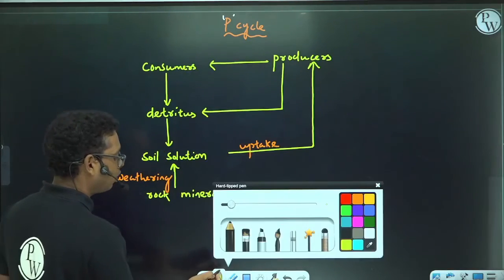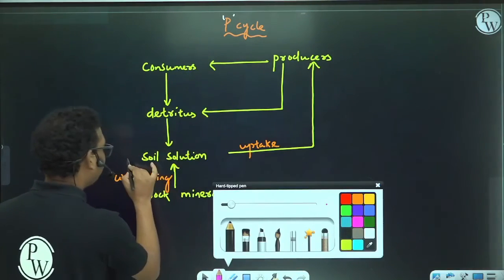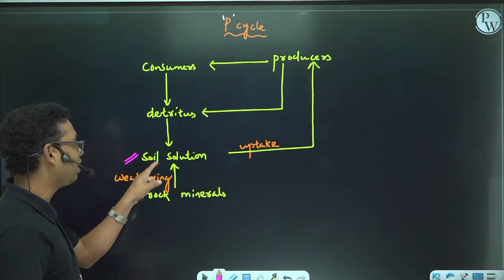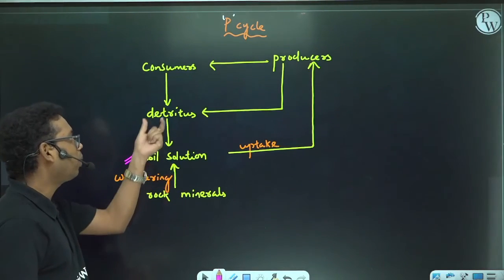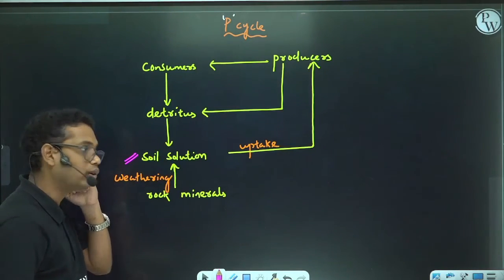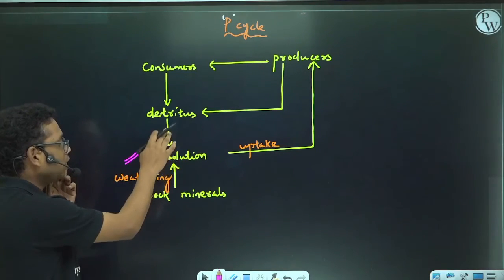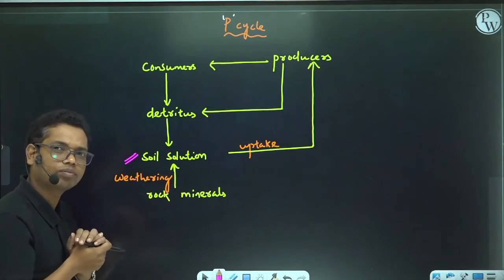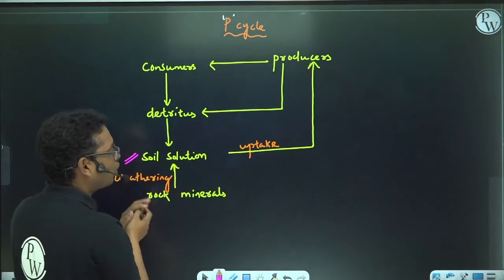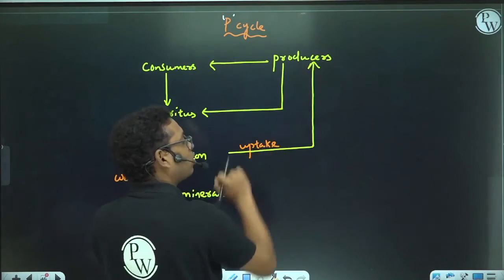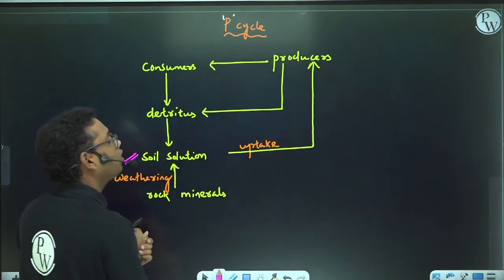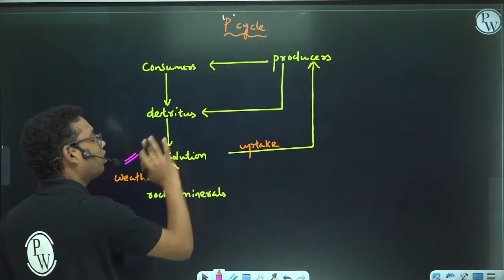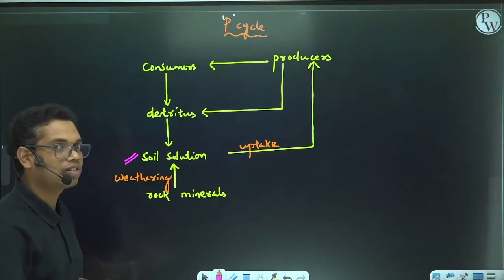Okay, I repeat here, this is the last part. In the soil solution, phosphorus is present, and it is added to the soil solution by the rock and by the detritus. Detritus will add the phosphorus by the process of decomposition, and the rock will add the phosphorus by the process of weathering. The phosphorus in the soil solution is then taken up by the producers, and from the producers it is taken up by the consumers. Whether producer or consumer, when they die, they will produce the detritus. So this is how the phosphorus cycle takes place.